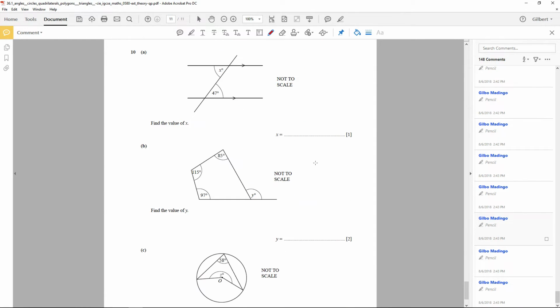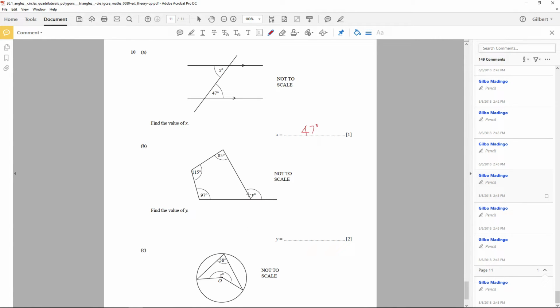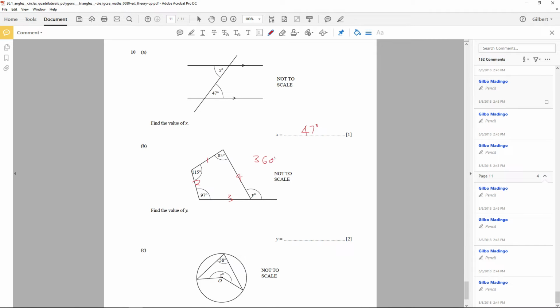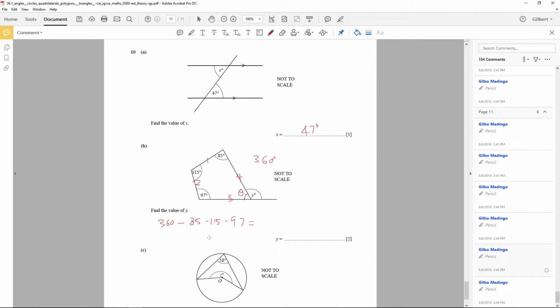Alright, the last question here. Find the value of x. Using your alternate angle rules, we know that x is exactly the same as 47 degrees. Find the value of y. Using your total internal angle rule, we know that this is a 4-sided polygon, and a 4-sided polygon's total internal angle would be 360 degrees. So to find y, you must first find this value here, 360 minus 85 minus 115 minus 97. Let's say it's theta, which is 360 minus 85 minus 115 minus 97, equal to 143.